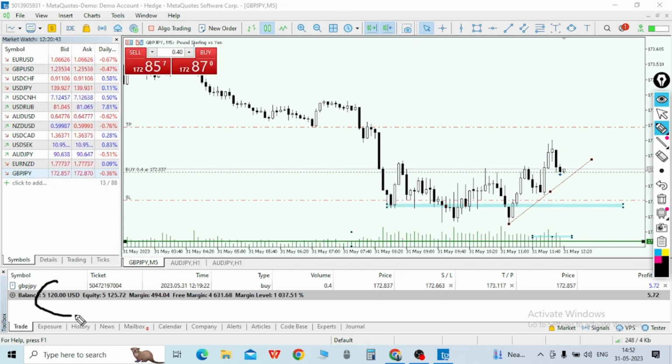Now the balance you can see here, and you can see the trade. The trade is taken at GBP/JPY. The trade is a buy order.